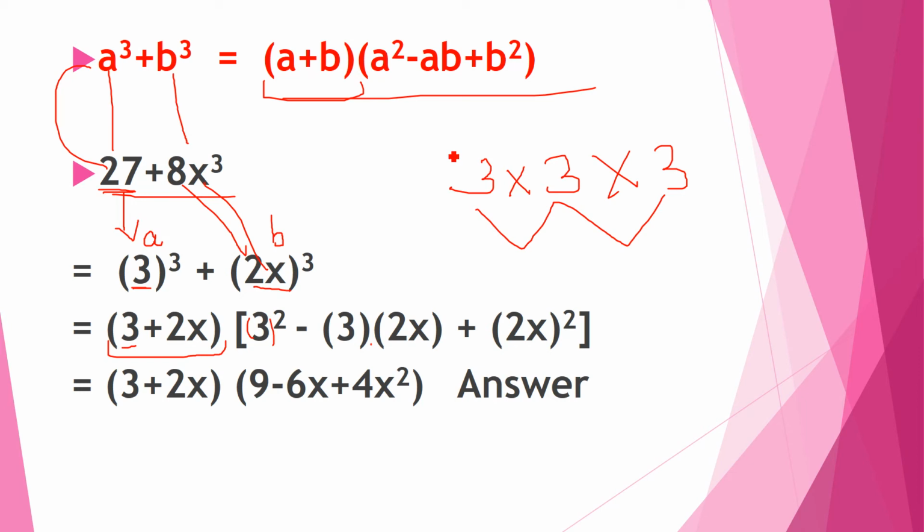Plus b square. What is b? B is 2x. So make the square 2x square, because this is b square, and this square is on the top of 2 as well as on the top of x. Now 3 plus 2x will remain the same, this part. And here 3 times 3 is 9. 3 times 2 is 6, so minus 6x. Plus 2 times 2 is 4, so 4x square, and this is the answer.